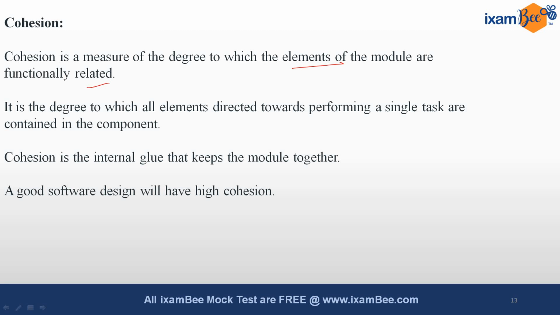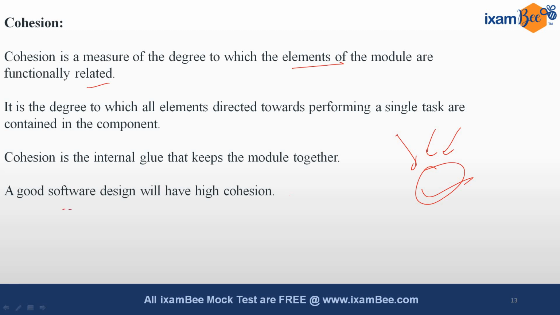It is the degree to which all the elements directly put their efforts together to perform a particular task. So here different modules will come together. They will have the same agenda and they will perform a single particular task contained within the component. So basically cohesion is good because several modules are coming together to perform a single task. Here the cohesion acts as a glue which keeps the modules together.